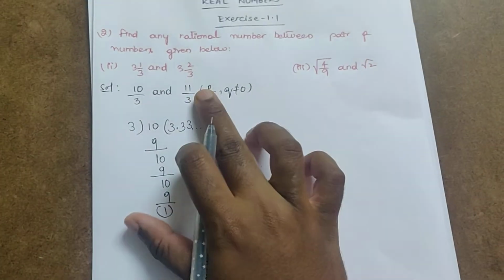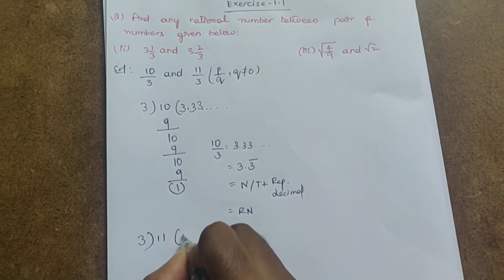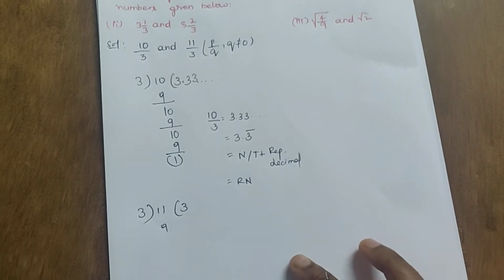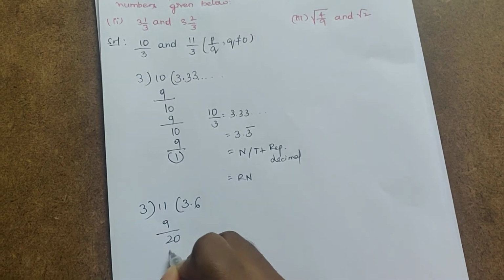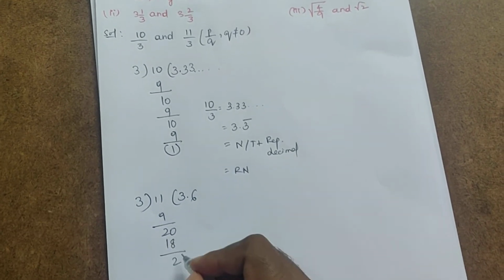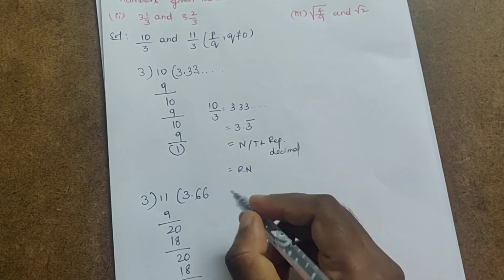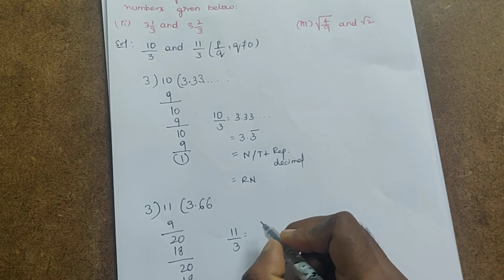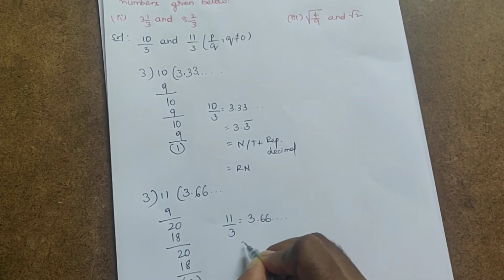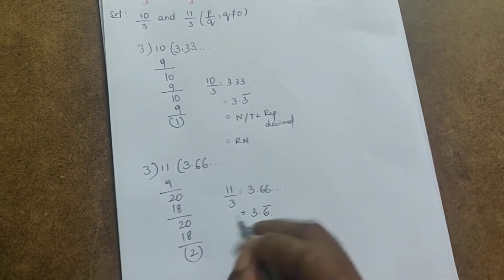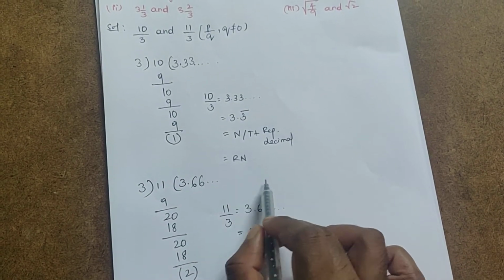So let's solve 3 2 by 3, which is 11 by 3. Let's divide 11 by 3. 3 threes are 9, 11 minus 9 is 2, put a point and 0, 6 threes are 18, 20 minus 18 is 2, again 0, 6 threes are 18, again 2. Here 11 by 3 equals 3.666, which you can write as 3.6 bar. Once you observe, the remainder is not 0, and after the decimal point 6 keeps on getting repeated continuously.